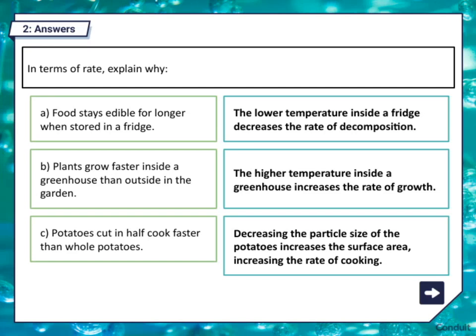Let's look at how rate changes with different conditions. When we cut potatoes into smaller pieces, their surface area grows, and that speeds up cooking. Inside a greenhouse, the warmer temperature boosts plant growth, making them grow faster than outside. Meanwhile, cooler temperatures in a fridge slow down decomposition, keeping food fresh longer. So smaller size means faster cooking, warmth means faster growth, and cold means slower decay. These examples show how temperature and surface area directly affect the rate of processes around us.